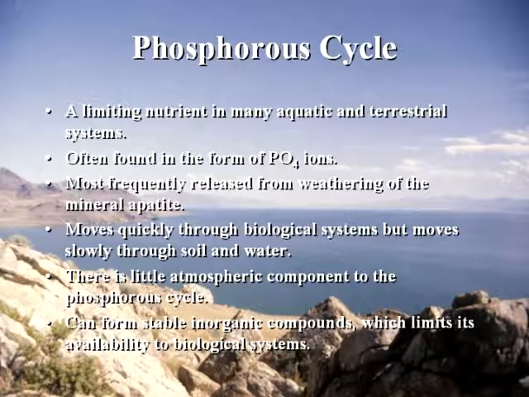It tends to move rather quickly through living systems, but rather slowly through the physical environment. There is a limited atmospheric component to the phosphorus cycle. Pretty much everything happens in the soil and in living organisms. Now, one other thing that can happen in the soil is that phosphorus can form rather stable compounds. And when it does so, that also can limit its availability to organisms.